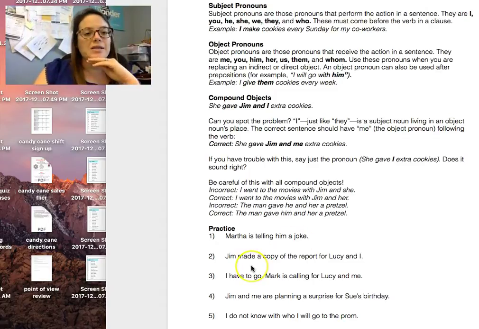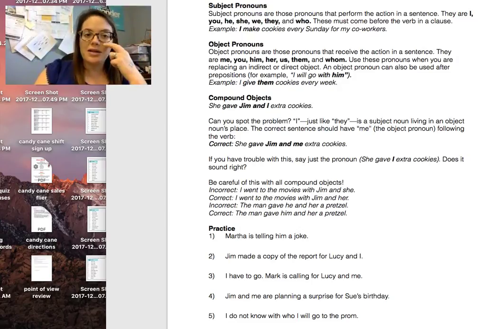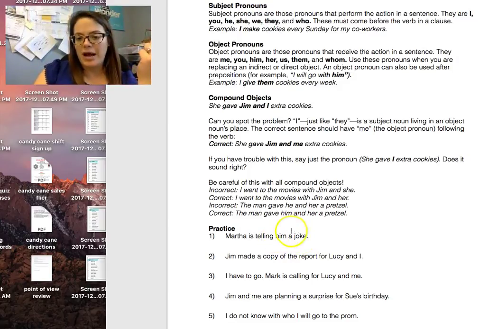All right, so let's look at some practice, and we're going to say whether these are correct or incorrect, and if they're incorrect, we're going to fix them. Martha is telling him a joke. So here I have just one pronoun, him, and I see that that is an object pronoun, and it's after my verb, it's the indirect object, so that one is correct.